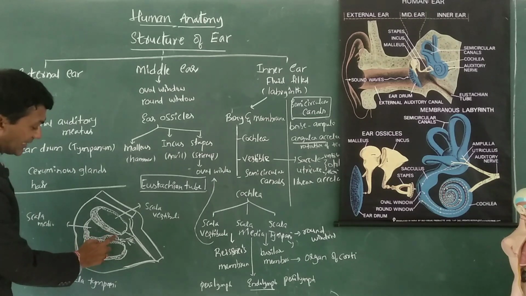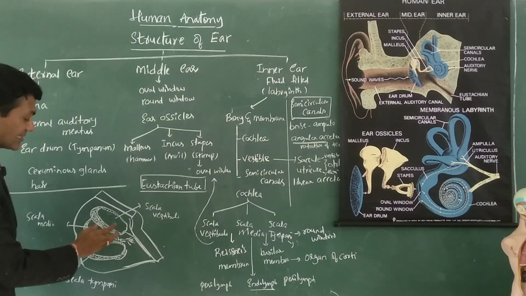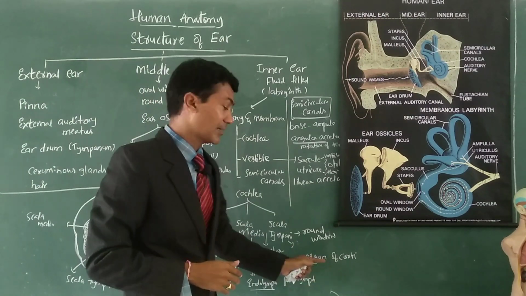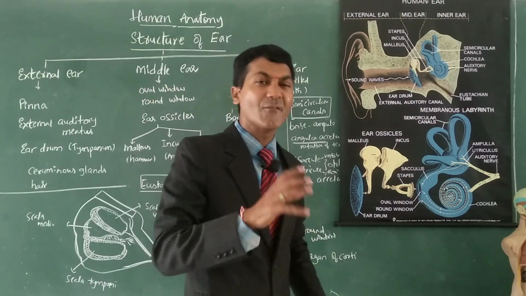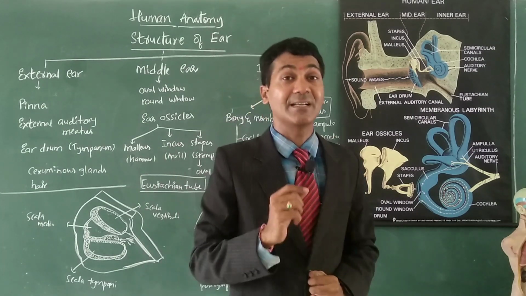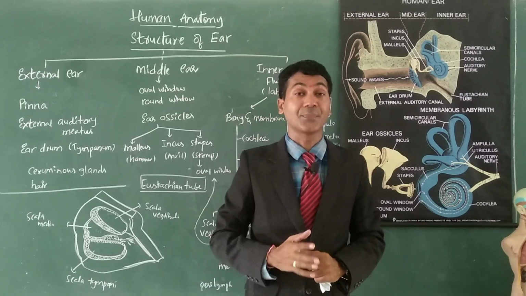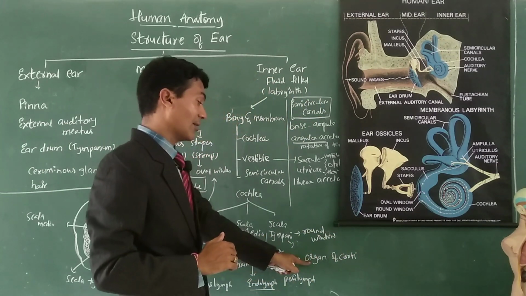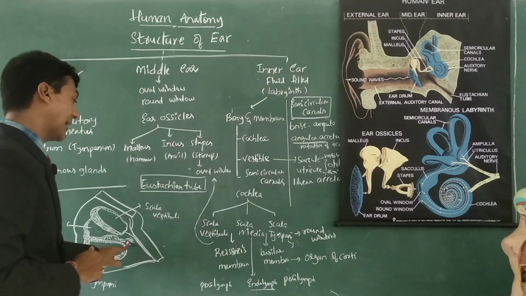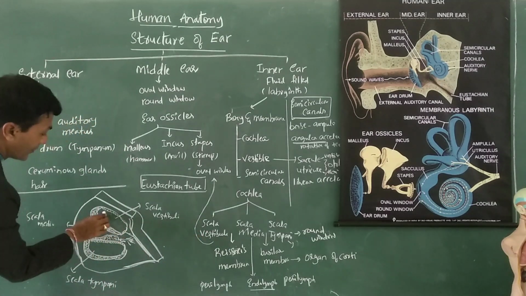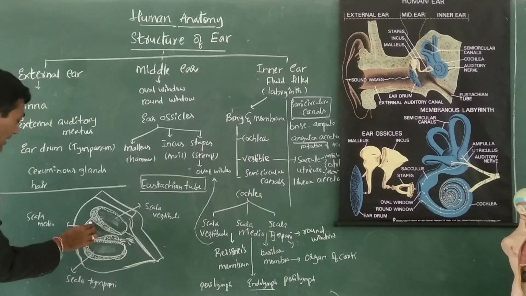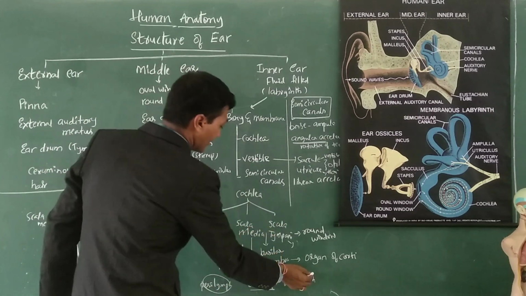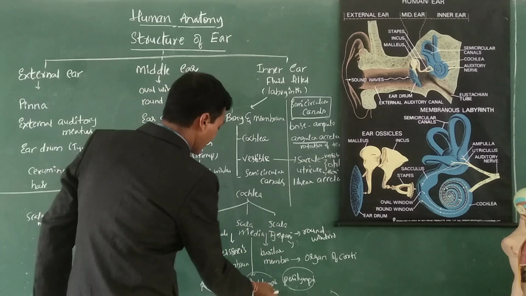And basilar membrane has a ridge-like structure where the auditory sensory cells are present, which is called organ of Corti, named after the scientist Corti. So organ of Corti is a region where auditory receptors are present, where the auditory nerve, a branch of the 8th cranial nerve, connects to detect the sound. Scala vestibuli and scala tympani are filled with a fluid known as perilymph, and scala media is filled with endolymph.